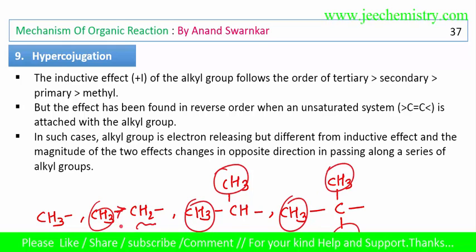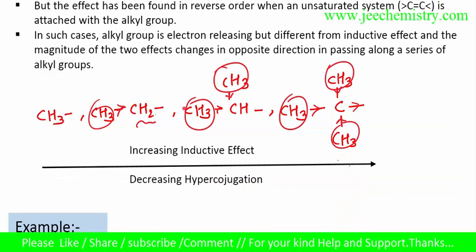It will provide positive I effect, this will provide 2 positive I effect, and this will provide 3 positive I effect. In this way, the I effect increases as you proceed in this direction. If any group is attached here, it will experience more I effect in this group, then this group, then this group. In this order, the attached group will experience more I effect.